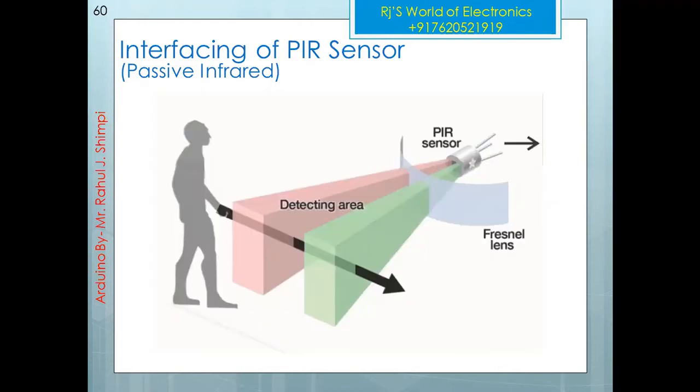A passive infrared sensor is an electronic sensor that measures infrared light radiating from the object in its field of view. They are most often used in PIR-based motion detectors. PIR sensors are commonly used in security alarms and automatic lighting applications.